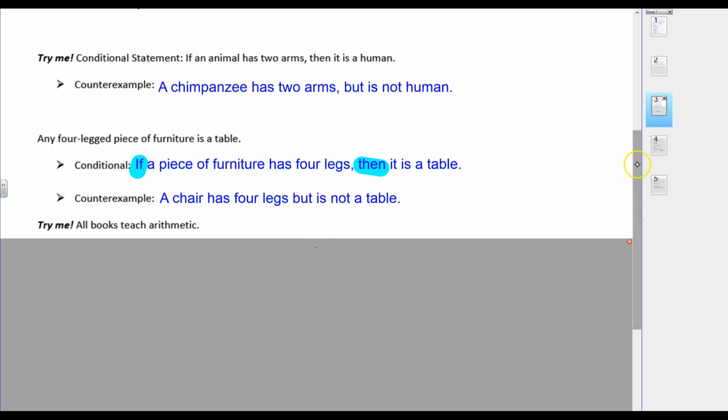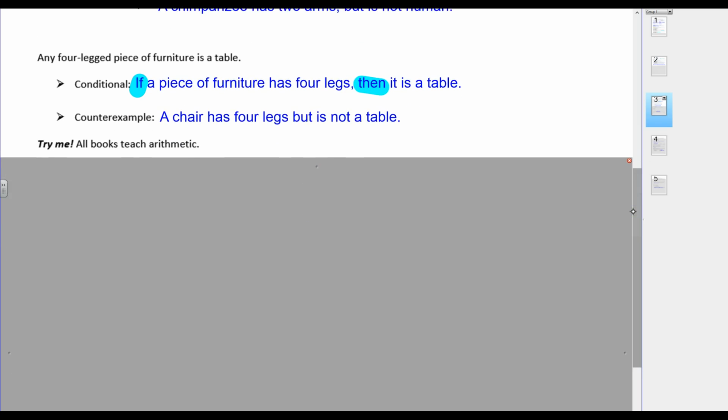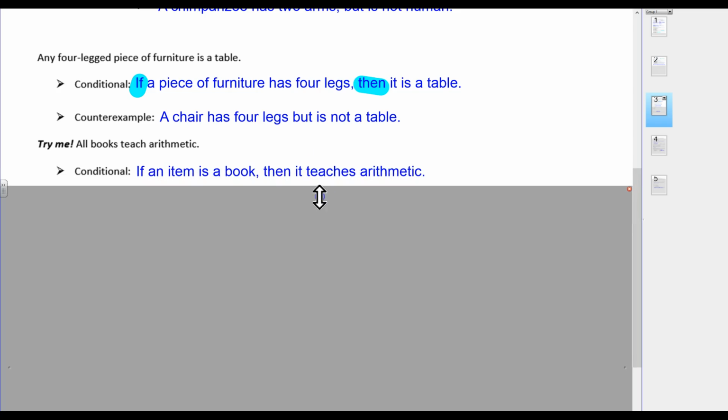I want you guys to try this one. All books teach arithmetic. First, change it into a conditional statement and then give me a counterexample. So my conditional statement was, if an item is a book, then it teaches arithmetic. Again, I had to add some words in here to make this make sense.